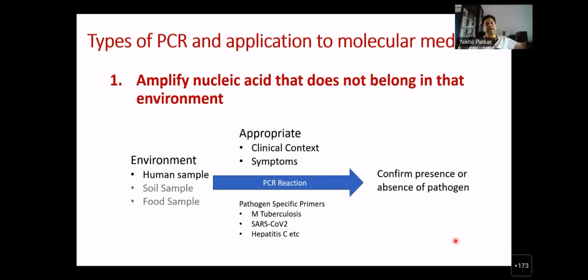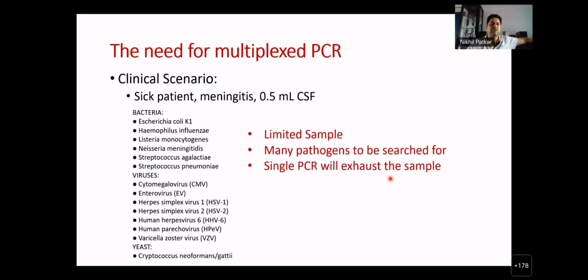So the first application of PCR to molecular medicine is to amplify nucleic acid which does not belong in that environment. When you say environment, it can be a human sample, a soil sample or a food sample. What's important is the appropriate clinical context, the patient and the symptoms. Typically, an example of this would be detection of a pathogen in a focus of infection, for example, tuberculosis, or in an oral swab SARS-CoV-2, or hepatitis C from a blood sample. So it will confirm the absence or presence of a particular pathogen.